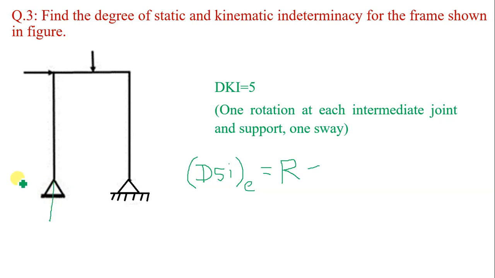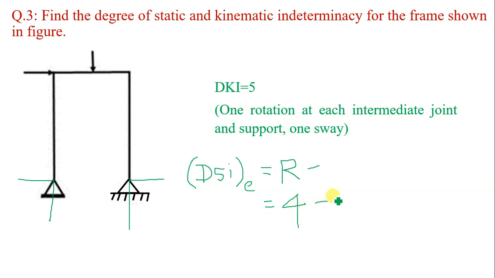So this is a hinge support. There are two reactions. This is again a hinged support. There will be two reactions. Thus there are four unknown reactions, and the available equilibrium equations.